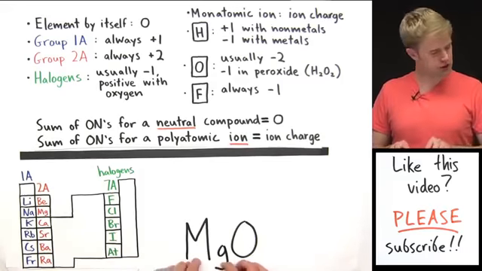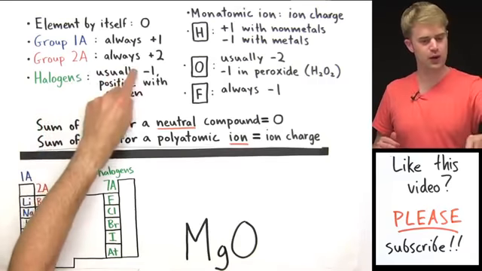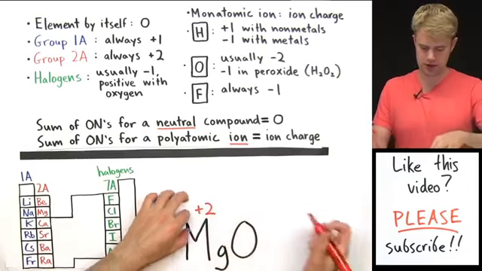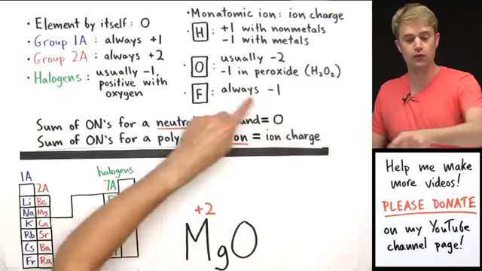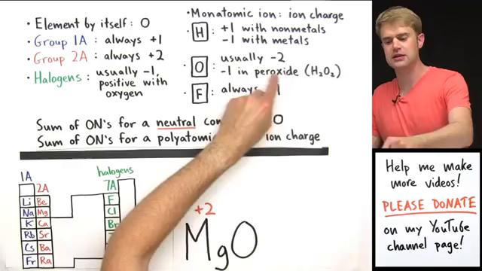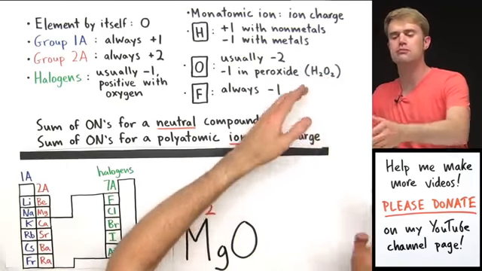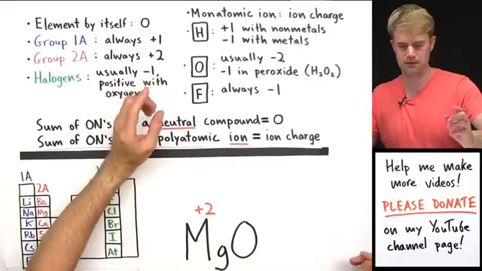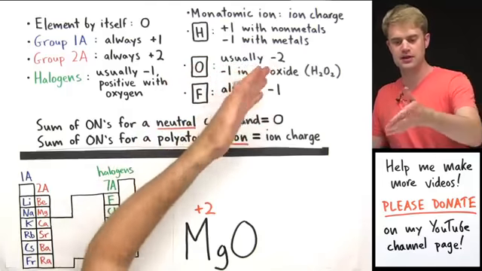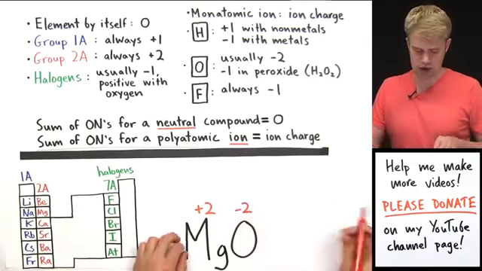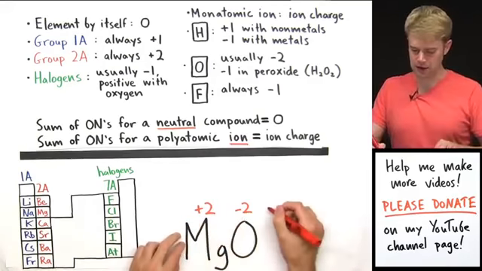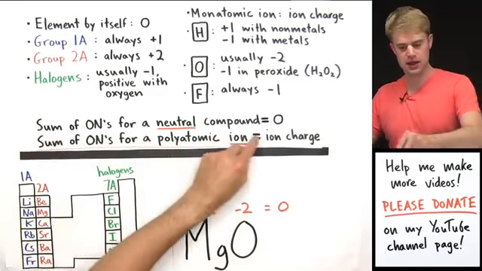MgO. Mg is in this column in the periodic table, group 2A, and group 2A elements are always +2. So there's that. Oxygen here, we have a rule for oxygen. It is usually -2. It is -1 in peroxide. H2O2, hydrogen peroxide, is the most common peroxide. It's probably the only one you'll ever see. But anyway, this oxygen is definitely not in hydrogen peroxide, so it's fair to say that its oxidation number will be -2. +2 for Mg, -2 for O, and they add together to make 0 because this is a neutral compound.